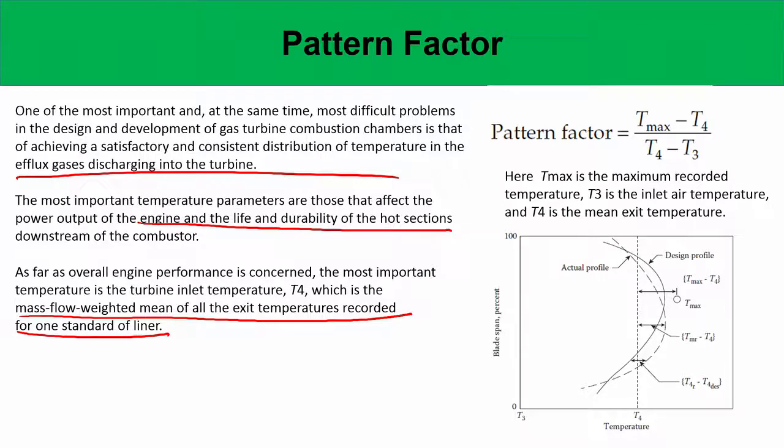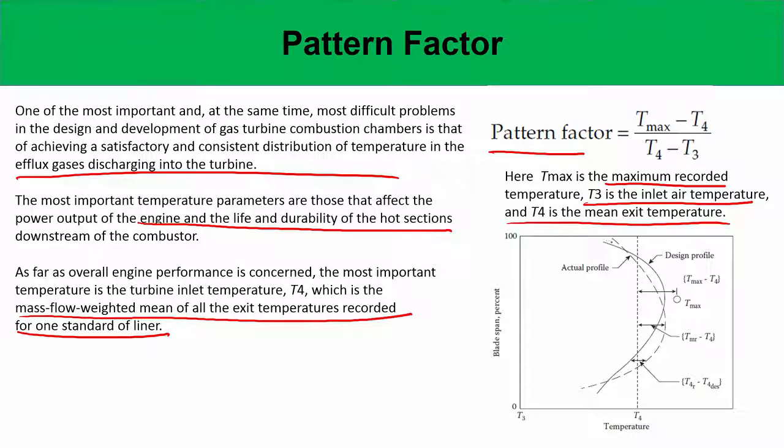And this is what your pattern factor is defined as. It is essentially a normalized version of the difference between your maximum temperature and your average temperature at the exit, which is T4. Okay. So, pattern factor is essentially T max minus T4 divided by T4 minus T3. So, T max is the maximum recorded temperature, it can be anywhere, and T3 is the inlet air temperature and T4 is the mean exit temperature.